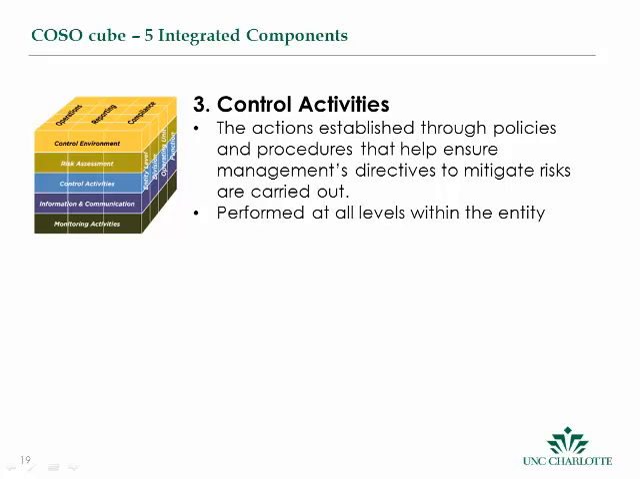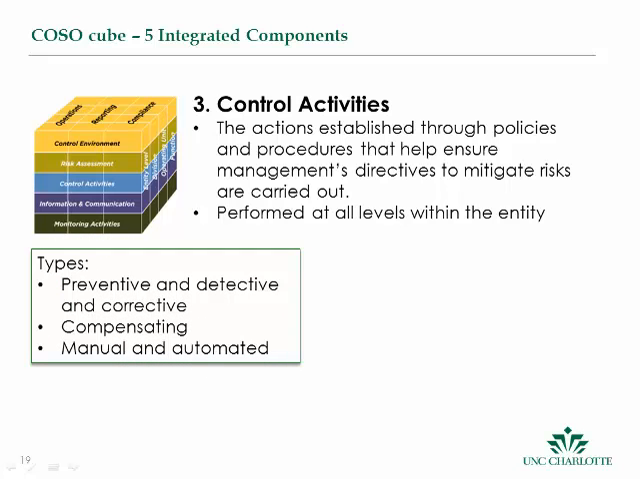The third component of the internal control framework is control activities, which are the actions established through policies and procedures that help ensure management's directives to mitigate risks are carried out. These activities are performed at all levels of the entity. There are certain types of control activities, including preventive, detective, and corrective, compensating, and manual and automated. We will go over the difference between these control types.